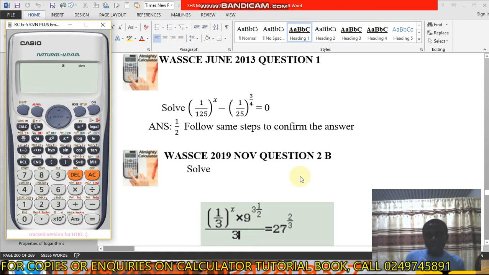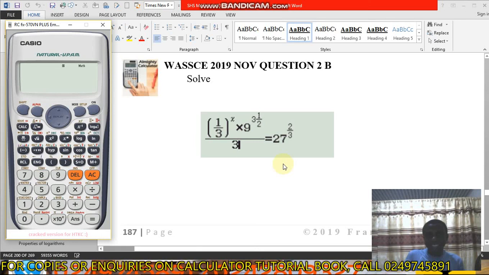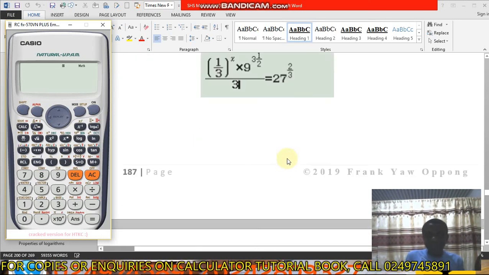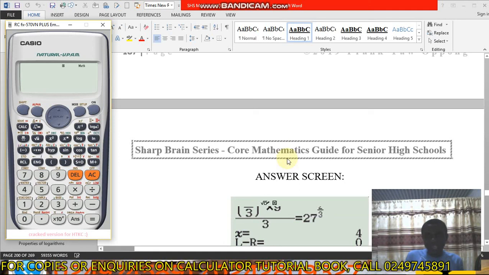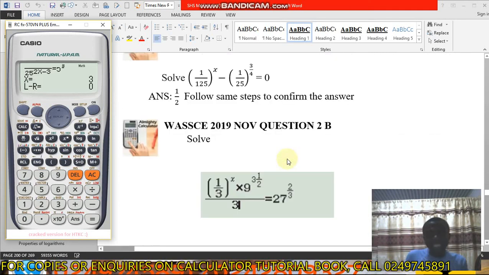Then there was November question 2B. That is last year's NOVDEC. A question of this type appeared, and students were fumbling with it. Come and punch this exactly on your calculator. Exactly. So when you follow what the book teaches you, x is equal to 3. Excellently, our calculator has given us 3. x is equal to 3.